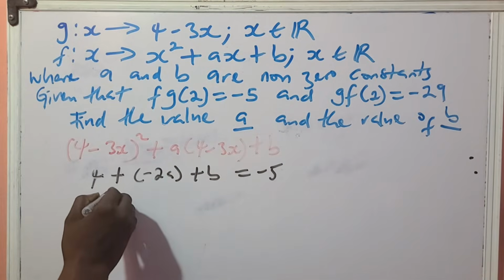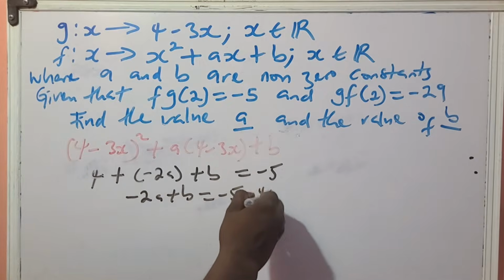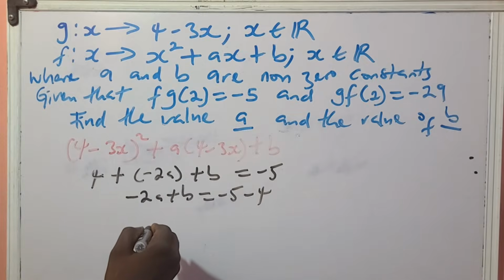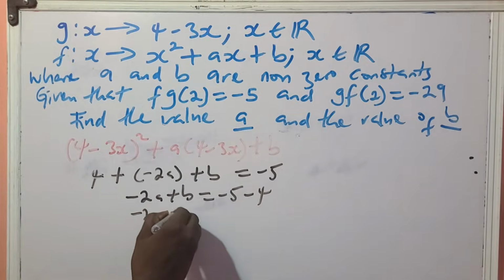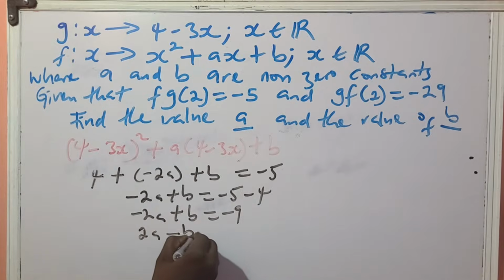So obviously we have minus 2a plus b equals minus 5 minus 4. So we have minus 2a plus b equals minus 9. So we can leave it like this, or we can try to make it 2a minus b equals 9, multiplied through by minus. This is the first equation we'll be having. All right. So you can see how you take it step by step. This is the first equation you'll be having.